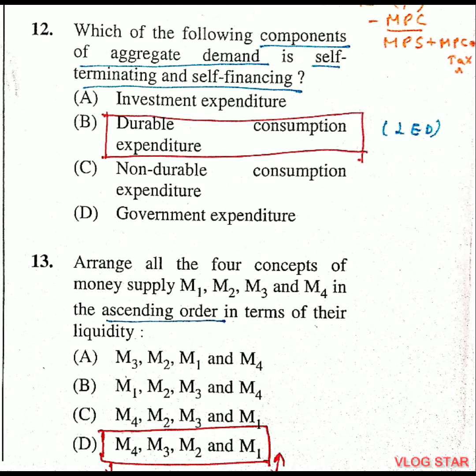At the same time, some people, as the new model comes, they want that model. So this is also self-terminating. It's your wish whenever you want to terminate it. And self-financing as well.